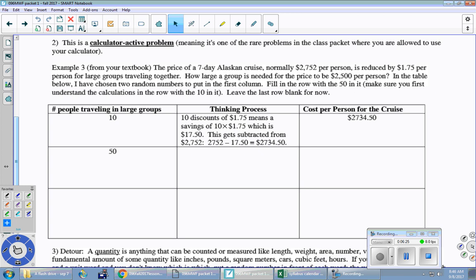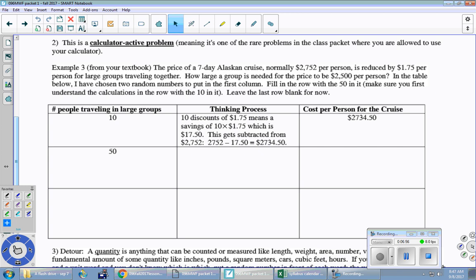Okay, some of you might be able to think, okay, if I just let X be the number of people in my group, then blah, blah, blah is the expression that is the reduced cost. And if you're one of those lucky few, good for you. That's fantastic. I'm going to give the rest of us a technique that I think is helpful when it might be hard to just jump immediately to the idea of X's. So in the first column here, number of people traveling in large groups, I've got two numbers, 10 and 50, chosen somewhat arbitrarily. I made them up. You'll make them up during the activities.